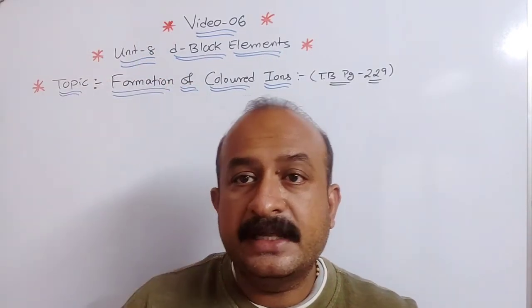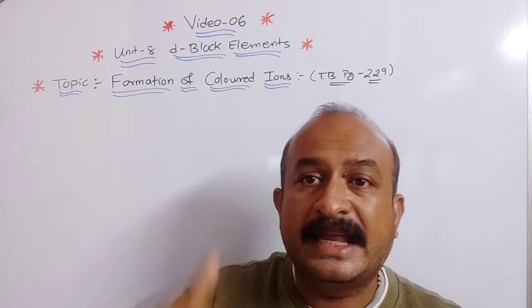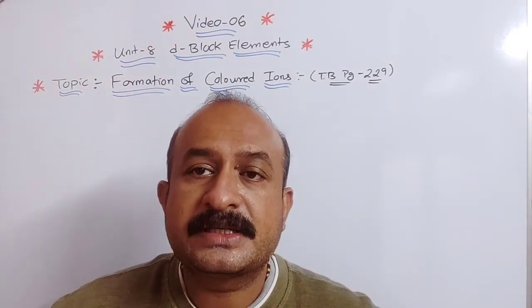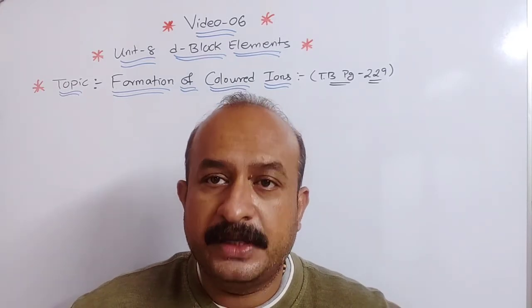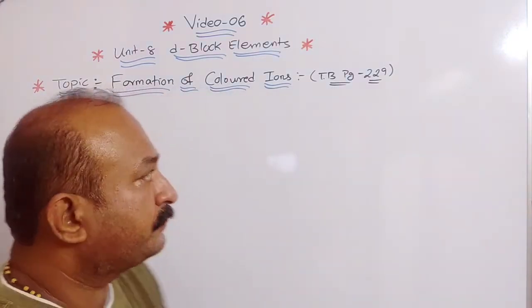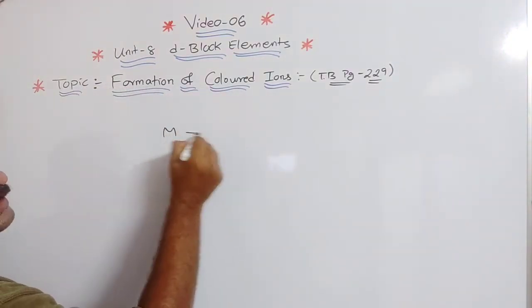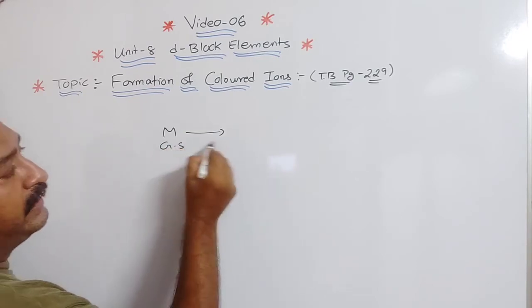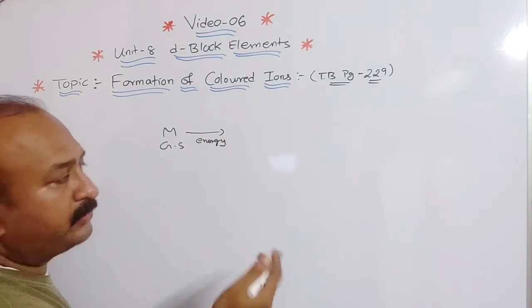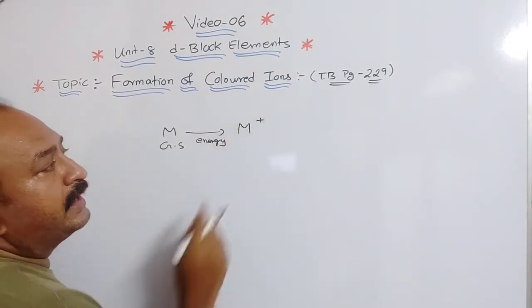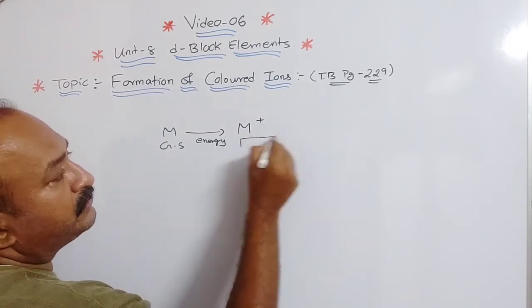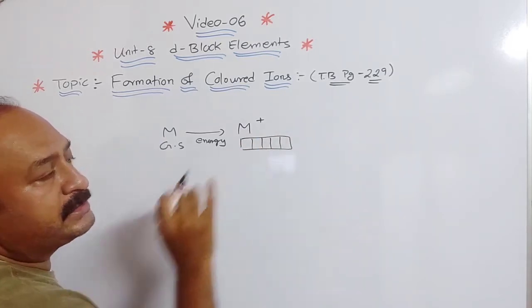Now the detailed concept of this will be in unit 9, that is coordination compounds. Understood? There we will study about this. Now what happens with d-block elements? The metal, which is in the ground state, after getting energy in the form of light or heating or whatever, changes into an ion. There is a loss of electron. In this, all the d orbitals, that is 5 orbitals, are intact.